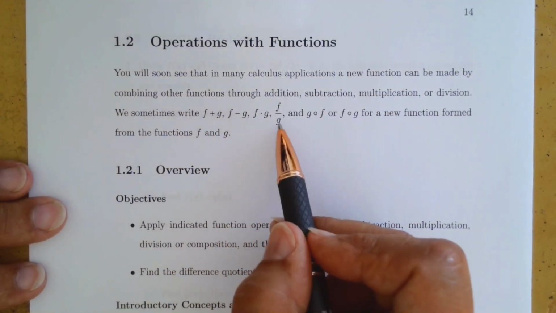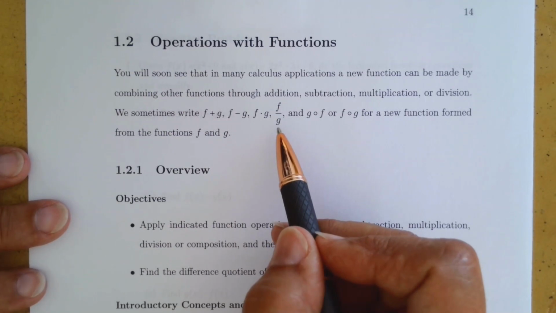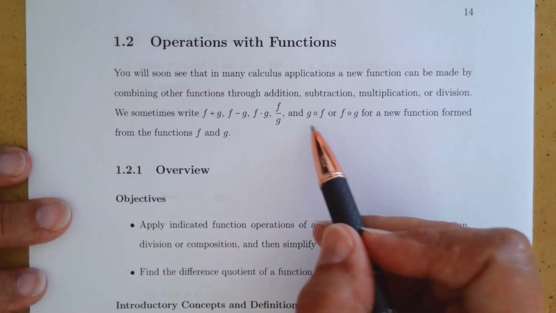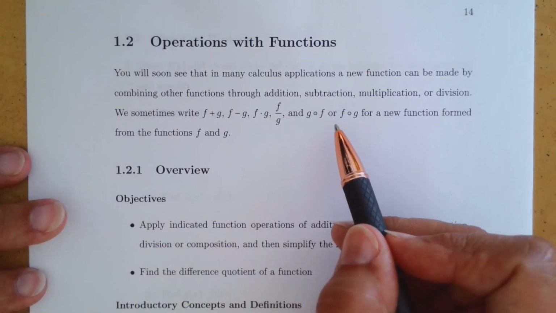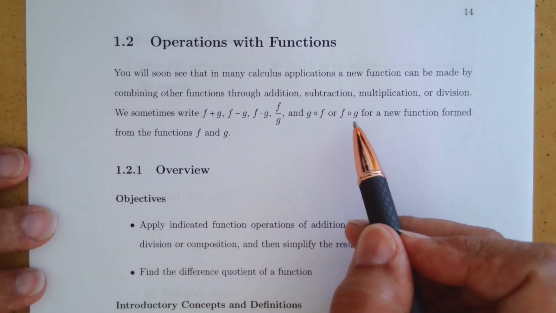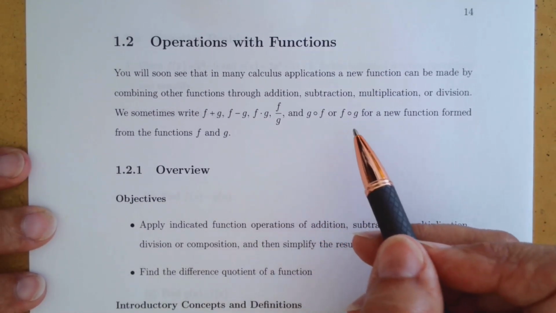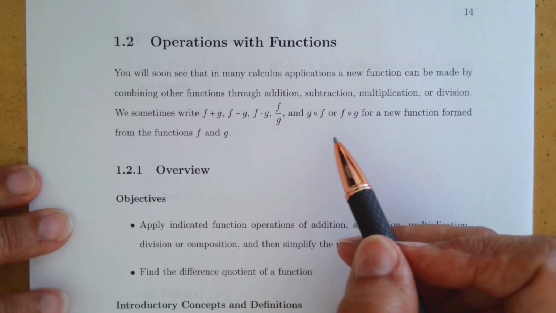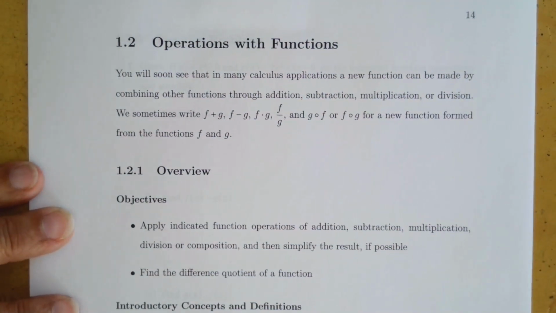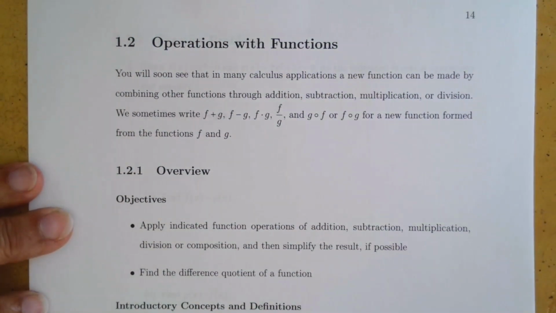Now most of you are fine with the adding, subtracting, multiplying, and dividing. Some of you still need a little bit of review on what are called compositions, g of f or f of g. Those are called compositions, so we're going to look at those today. Basically we're working with two functions and we're going to be combining them in one way or another to make a new function.